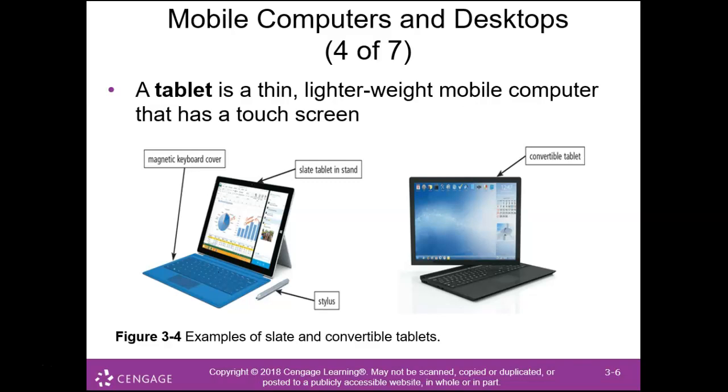So now a tablet is thinner and lighter than a mobile computer. So we have this desktop, we have this mobile computer. Now we're talking about a tablet, right? And then there's a slate tablet that does not have a physical keyboard at all. And then there's a convertible tablet that has a screen whose lid is on a swivel hinge. Kind of cool. I don't have one of those, but I do have a slate tablet. I just call it a tablet.